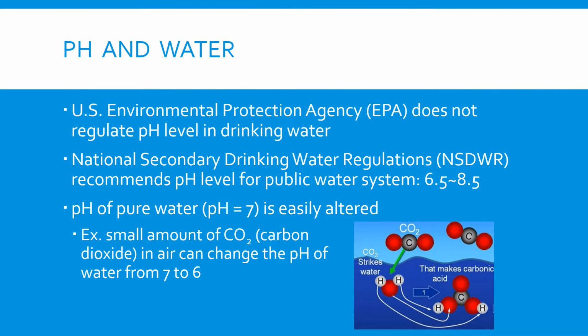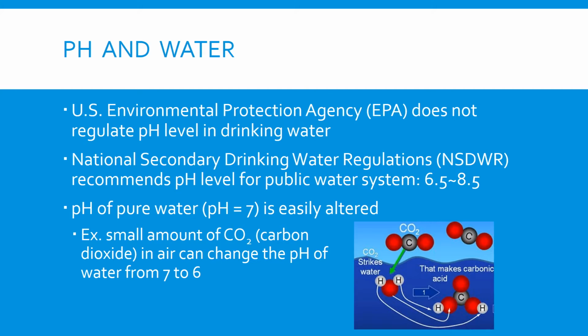Let's talk about pH and water. The drinking water we drink every day is regulated by the Environmental Protection Agency, also known as EPA, and EPA does not regulate pH levels of drinking water. Instead, they have non-enforceable guidelines for regulating contaminants in water called National Secondary Drinking Water Regulations, aka NSDWR. NSDWR only recommends that public water systems try to maintain pH levels between 6.5 and 8.5.